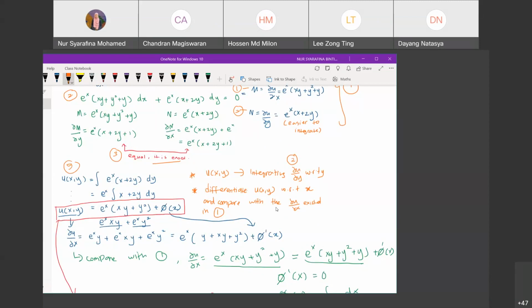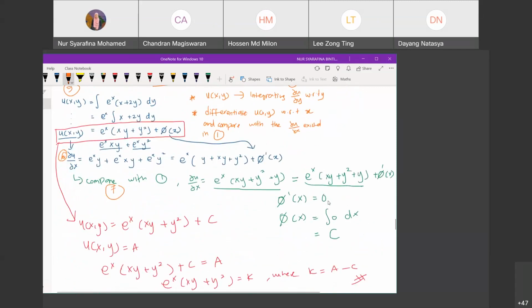There is a constant. So in order to find the constant, you need to differentiate and compare. Once you compare, you have your psi. Then again, you just substitute. Once you substitute, the last answer should just equal them to your constant. So this is the process.